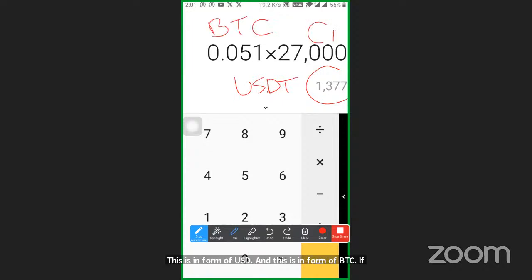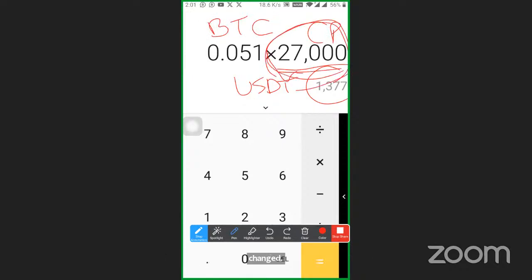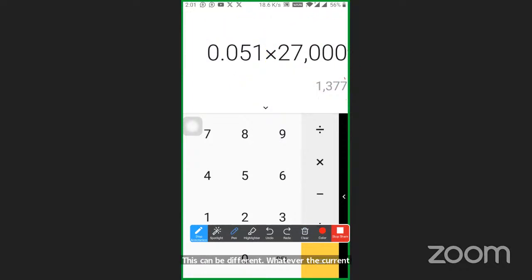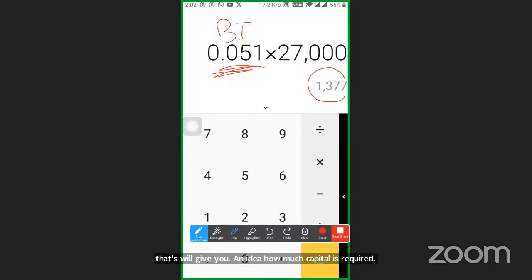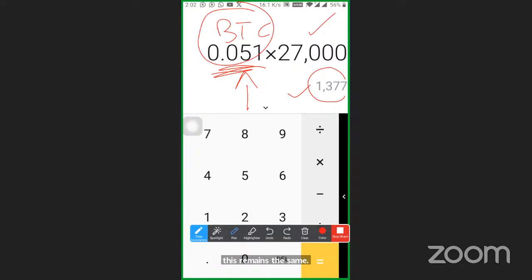If this is the current price, whatever, this can be changed. This can be different. Whatever the current price is, this will give you an idea how much capital is required to buy this amount of BTC. Okay, focus here. This is your capital. This can change also, but this remains the same. This cannot change. So you require 0.051 BTC.